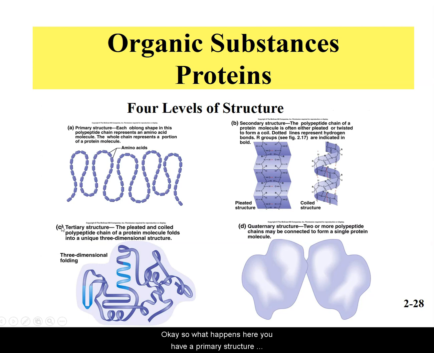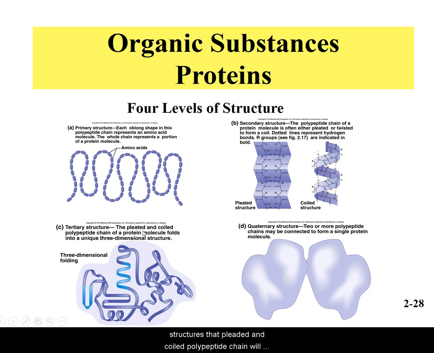Okay, so what happens here? You have a primary structure. Proteins, these are polypeptides. Remember, two amino acids would be a dipeptide, but after two, it becomes a polypeptide. As we build this protein, the peptide bond forms between each amino acid, and then the secondary structure, the polypeptide chain of a protein molecule, is often pleated and twisted into a coil, and the dotted lines represent those hydrogen bonds, easily formed and easily broken.